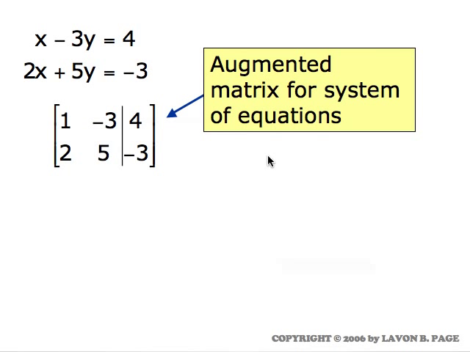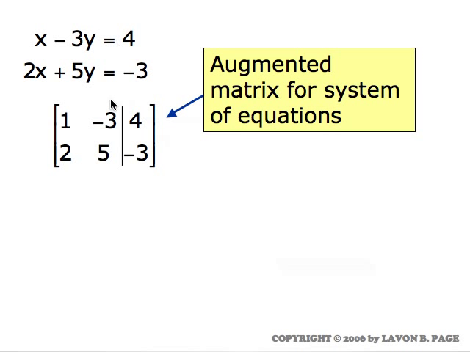Here I'm showing what's called the augmented matrix for the system of equations. The augmented matrix includes all the numbers, the coefficients, and the numbers on the right, and they're just arranged in a matrix in the obvious way. The first column is the x coefficients, the second column is the y coefficients, and the third column is the numbers that are on the right sides.